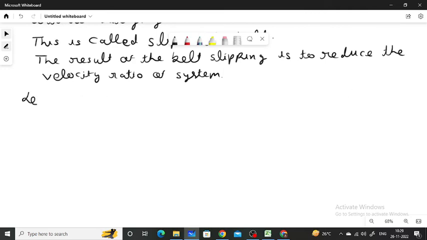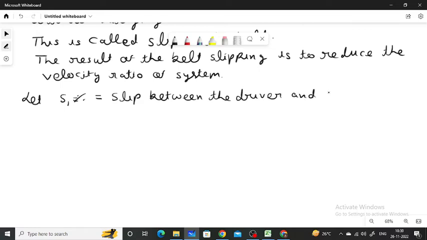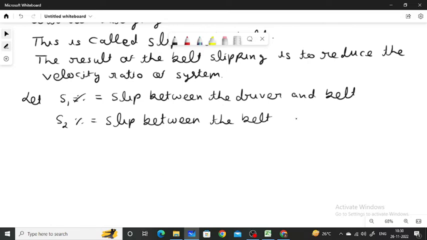Now let S1% be the slip between the driver and belt, and S2% be the slip between the belt and follower. Okay.